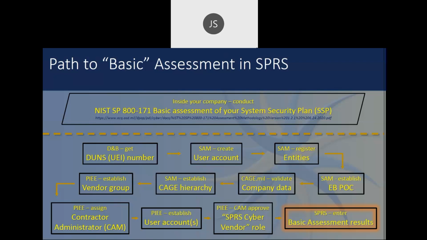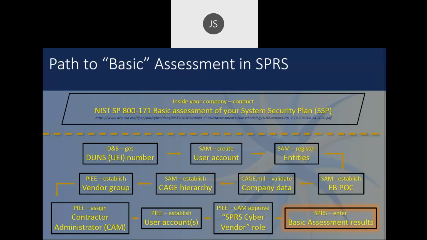Through that process, the good folks at SAM are going to go to DLA's site, cage.dla.mil. They're going to validate your company data. The folks at DLA may come back to you directly to ask for additional information before they can assign you a CAGE. And once they've done that, you will see your CAGEs appear. You'll probably get an email from the good folks at DLA. But SAM will show your CAGEs.